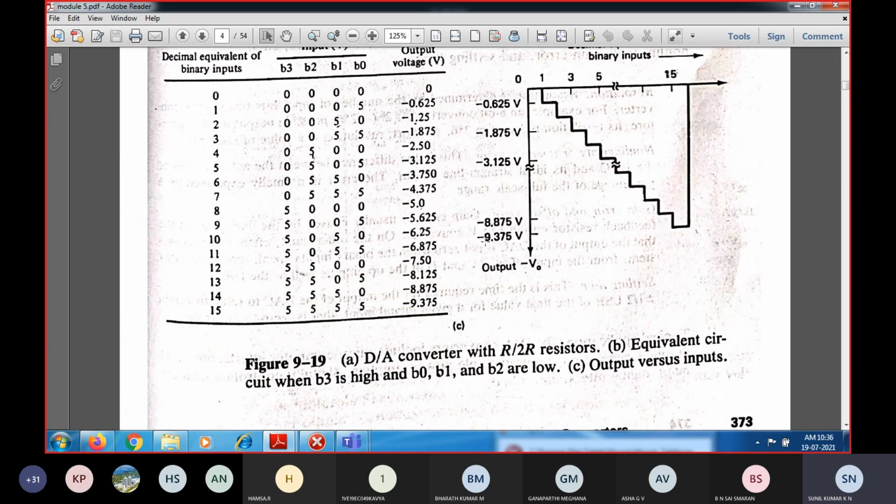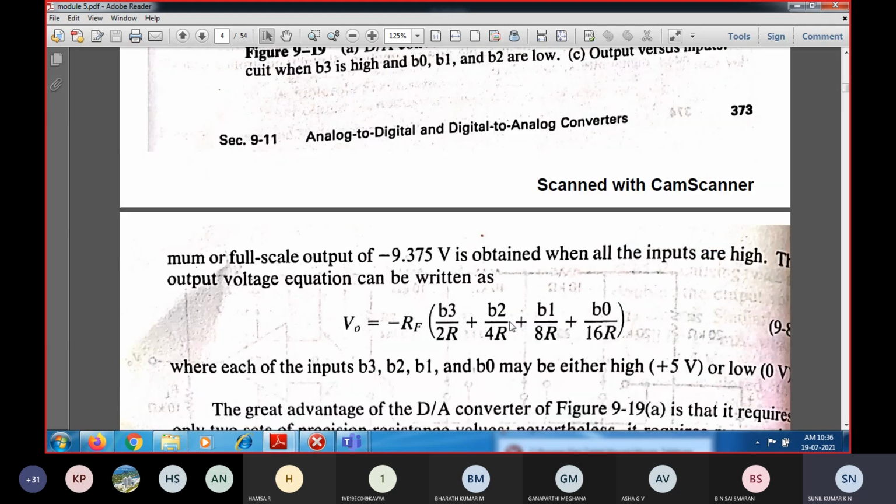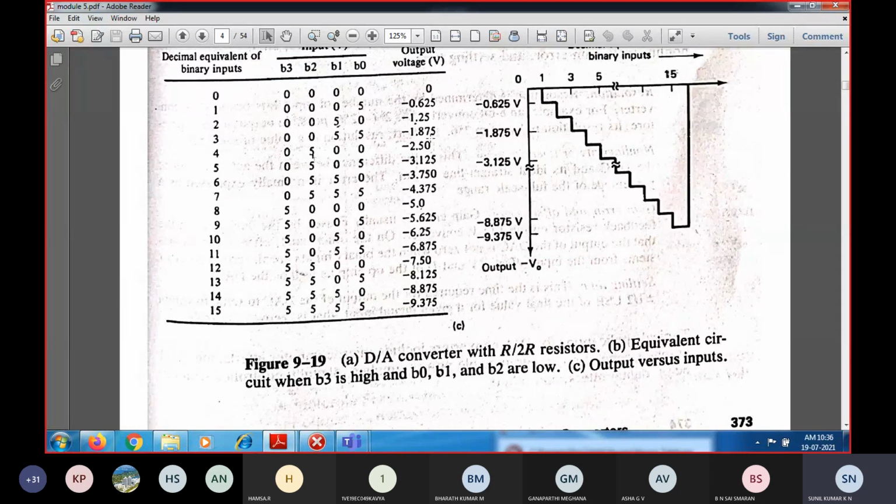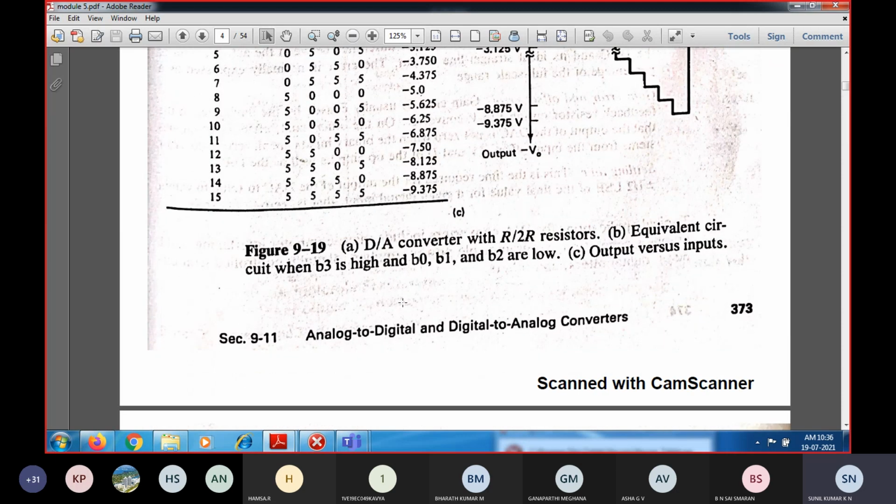The same thing here: when this has been connected, 0.9375 you will be getting, multiplied with 2, so you will be getting minus 1.875. In this way you are going to perform all the calculations for all the bits, starting from 0000 to 1111. So when you perform 1111, what will you be getting?